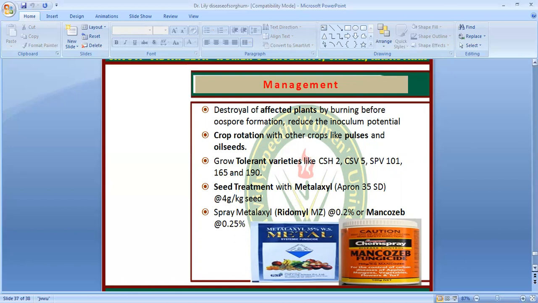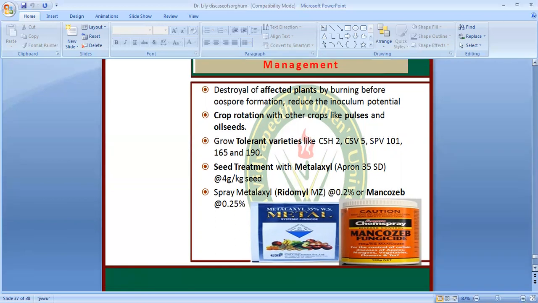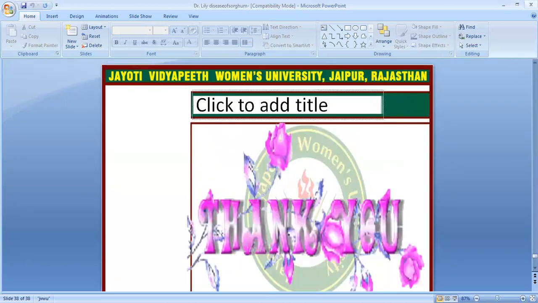So this is all about the diseases of sorghum. I have made them in 2 parts.